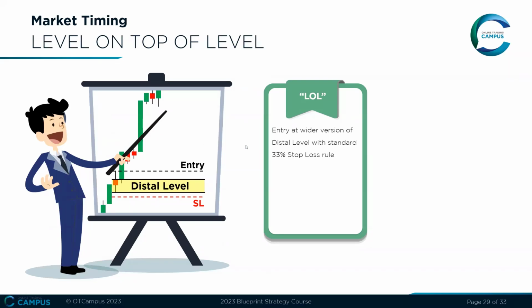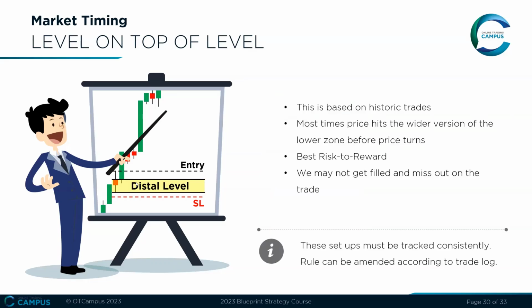So here's the level on top of level rule. The entry is at the wider version right here, and the distal, we use a standard stop loss of 33%, which just gives us additional coverage. So we have an entry on the wider and a stop loss below the distal.